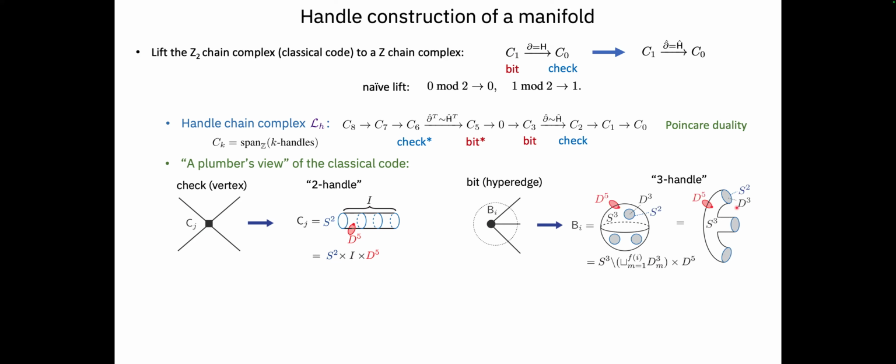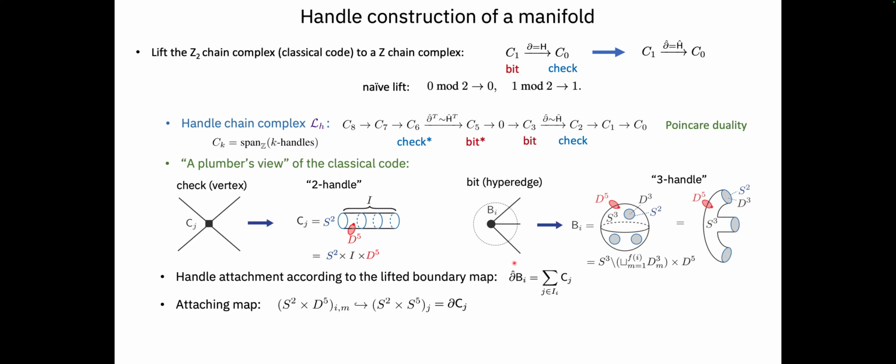And then you can deform it into this more drawing that is closer to your initial structure. And then we attach the three handle to the two handle using the attaching map. Basically, the attaching region of the three handle is a sphere S2 thickened along the D5. So they are glued to the boundary of the two handle. While you do this, you can build basically the right part of the handle chain complex, which forms a three handle body.